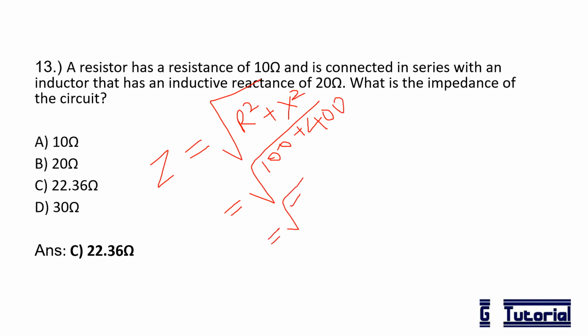Root of 500 is, as I have told you before, we can split it as root 5 into root 100. Root 100 is 10. So root 5 is slightly greater than 2. So 2 point something will be the answer into 10. Like that the answer, we can calculate, see the options and find the answer. It is slightly greater than 2 into 10, that is 20, slightly greater than 20. So this will be the answer.